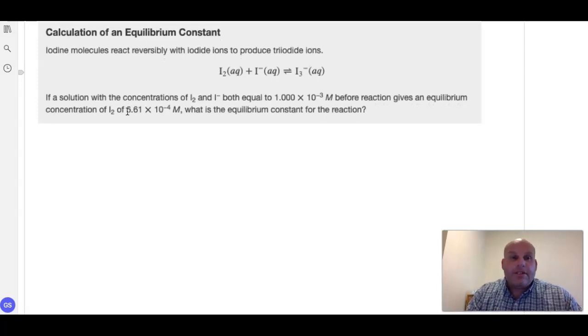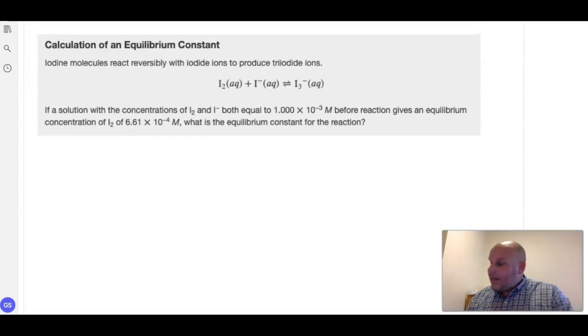So here's our first example, and this is going to be calculation of an equilibrium constant. So please pause your video and put this practice problem in your notes. So as always in a chemistry problem, we want to take a look at the problem and try to identify, okay, what's the problem asking for, and what is the problem giving me? As I can see here at the bottom, at the end of this problem, what is the equilibrium constant is what the problem is asking for.